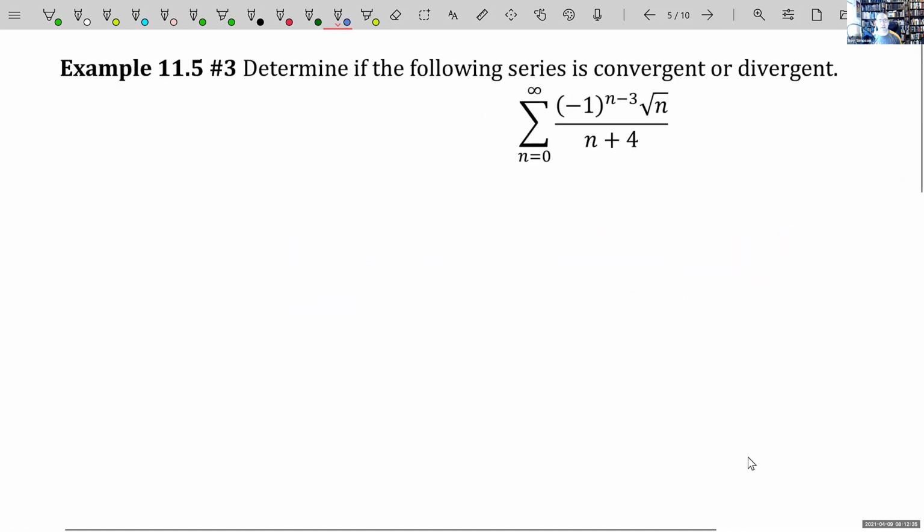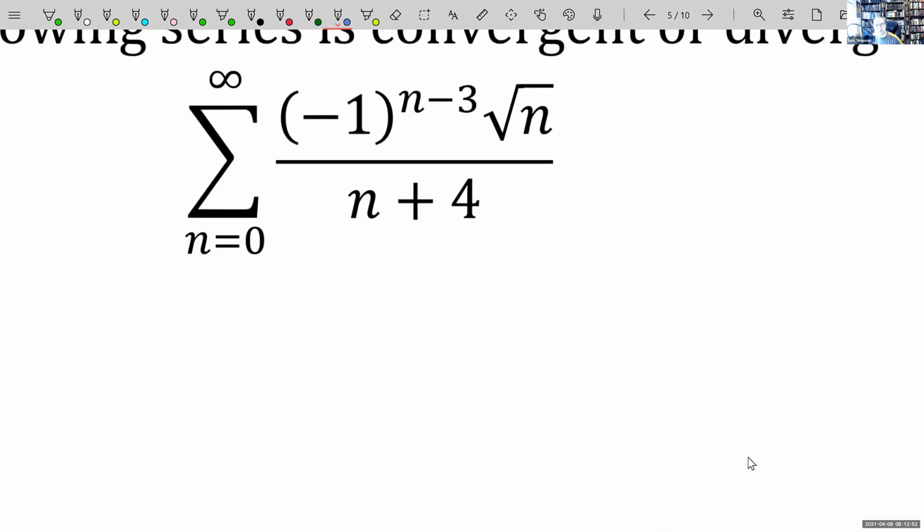Here's a terrible looking series. So you're working on an exam, and I ask 8 questions of determine if the series is convergent or divergent, just 8 different ones. And one of them has this (-1) to a power: (-1)^(n-3), (-1)^n, (-1)^(n+2). It doesn't really matter as long as it's alternating.